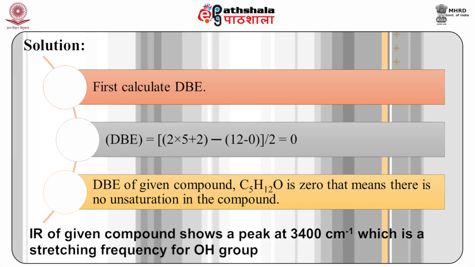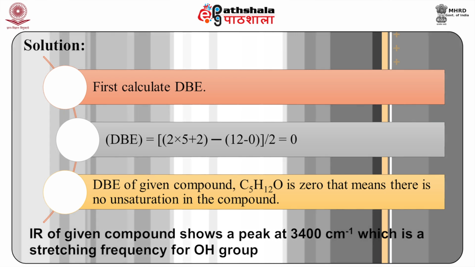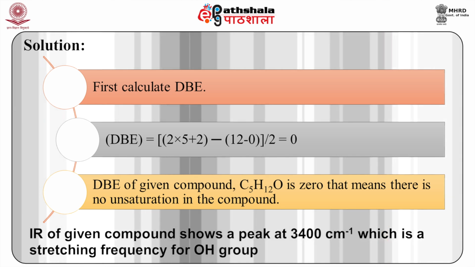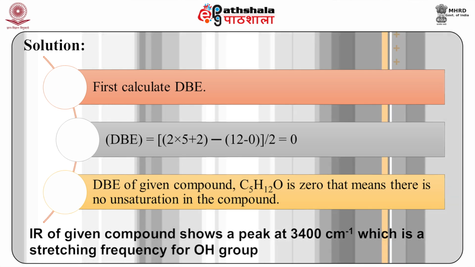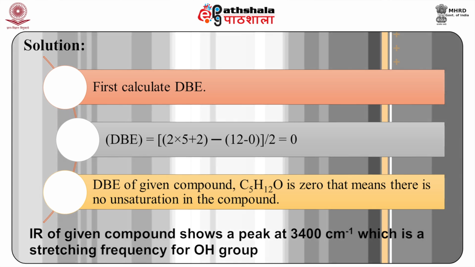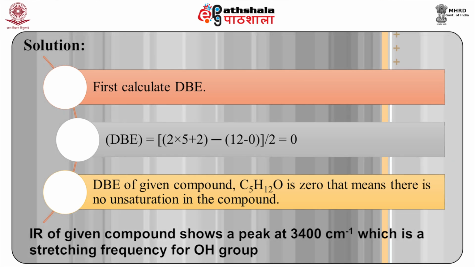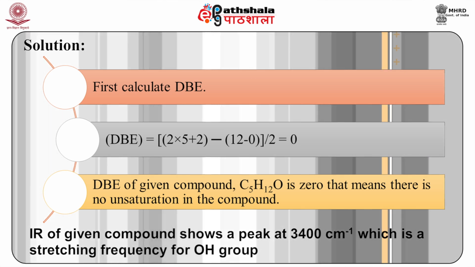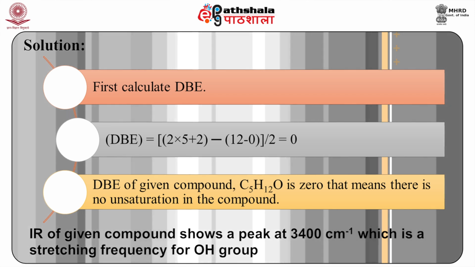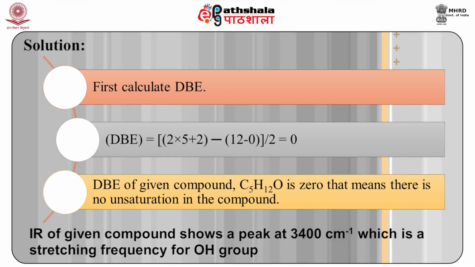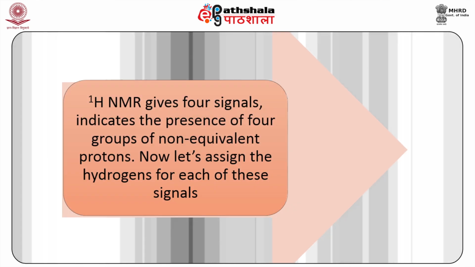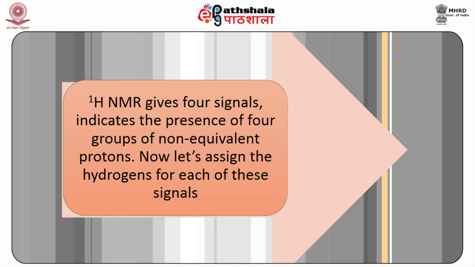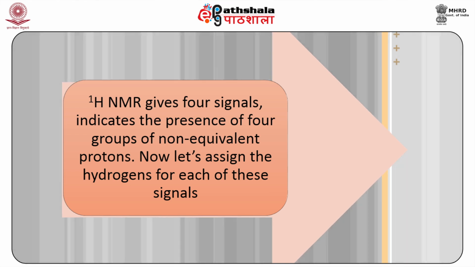First we have to calculate the double bond equivalence, that is, according to the above formula, 0. It is given here how to calculate it. The DBE of the given compound is 0, that means there is no unsaturation in the given compound. The IR of the given compound shows the peak at 3400 cm⁻¹, which is a stretching frequency for the OH group. The proton NMR gives 4 signals, which indicates the presence of 4 groups of non-equivalent protons.